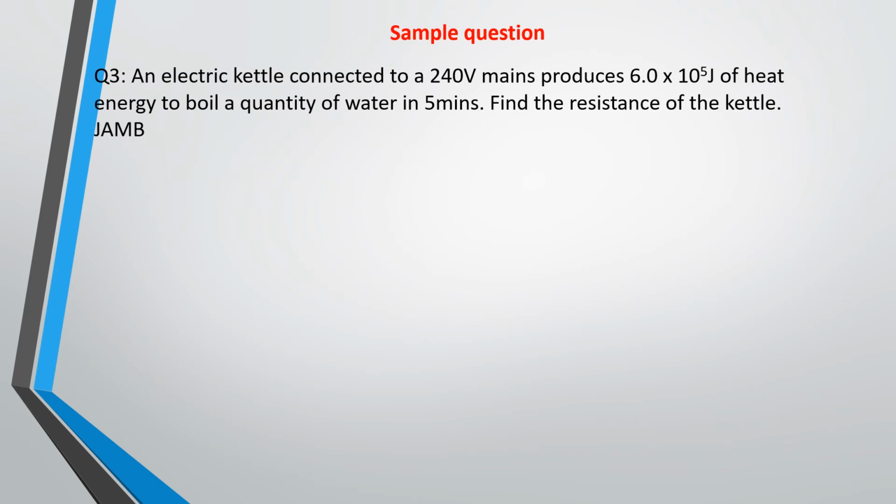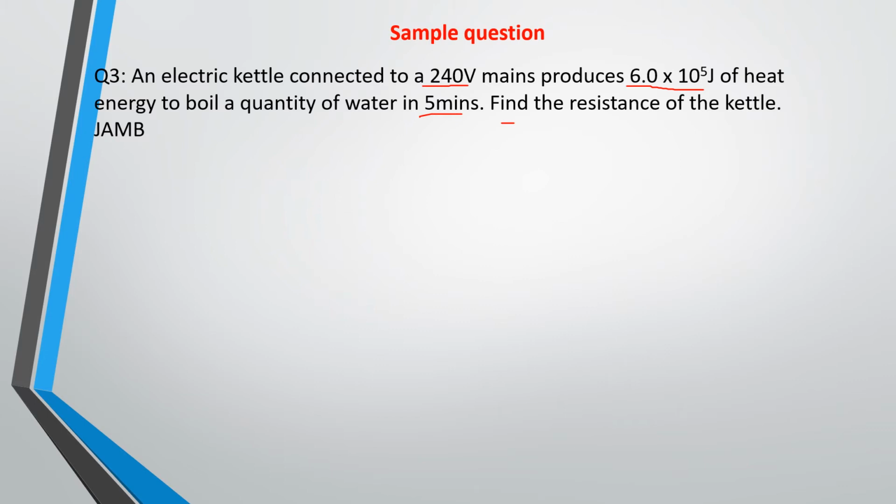Okay, so this is another question that we also need to look at. It says that an electric kettle connected to a 240 volt mains produces 6.0 times 10 raised to power 5 joule of heat energy to boil a quantity of water in 5 minutes. Find the resistance of the kettle. Okay, so just as we did before, they are giving you the voltage that it's connected to, the heat energy, and then time. It says you find resistance.